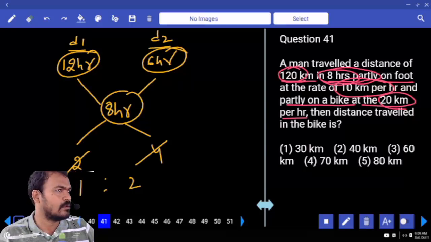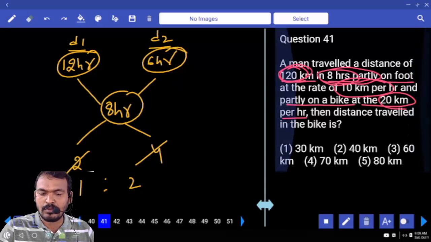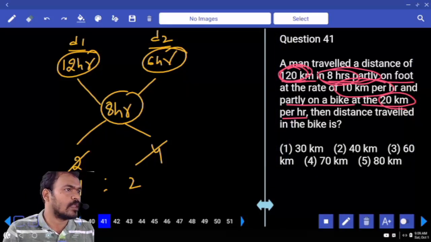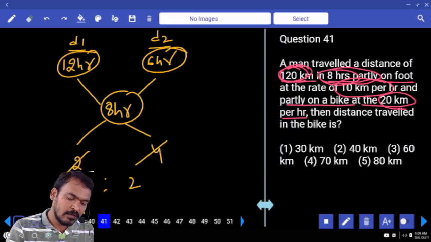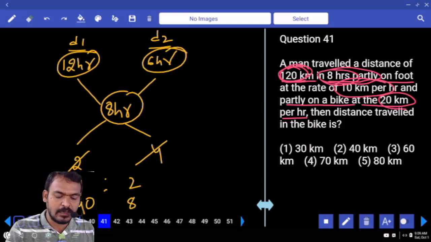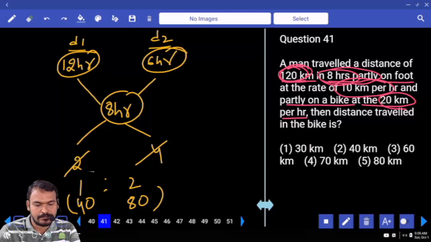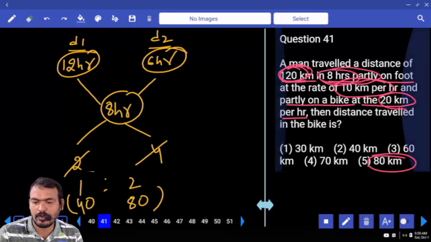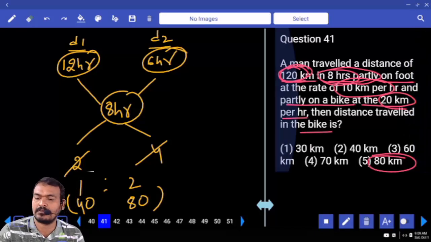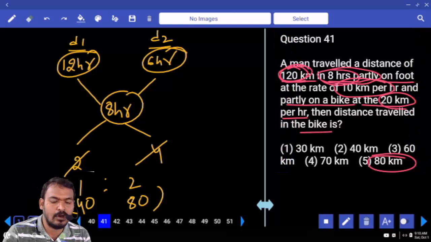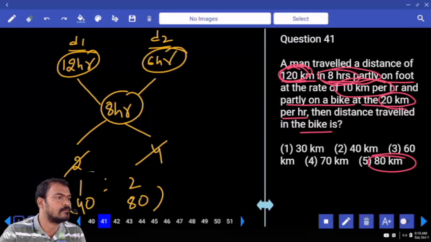Total how many parts? 3 parts. 3 parts equal to how many kilometers? 120. One part is 40. First one 40, second one 80 or not? What is the question here? Bike distance or car distance? Bike distance or not? How many kilometers? 80.